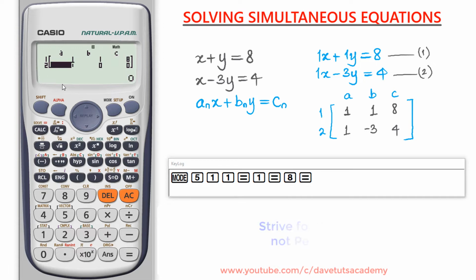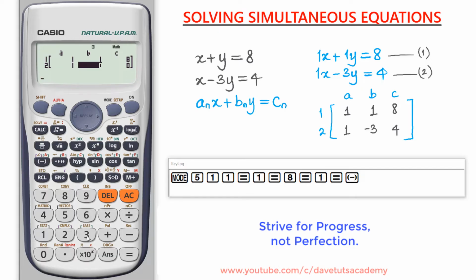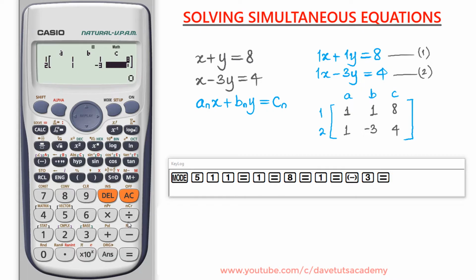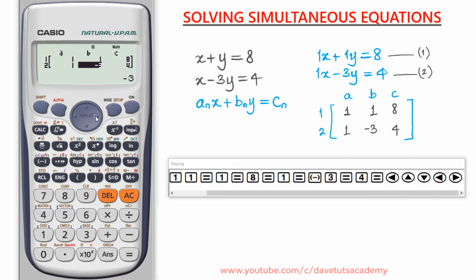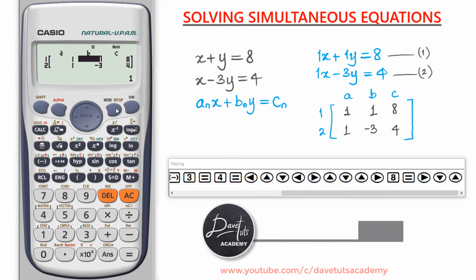Then for the second equation, for A2, we have 1, and for B2, we have minus 3. It is minus 3, not 3. So this is the sign for minus 3, and then we'll press equal to. Then for the constant, we have 4, and we'll press equal to. Once you are through with that, you need to check: did I make any mistake? Am I on the right track? I hope I didn't input any value wrongly. If you made a mistake in any of them, you can easily correct it. And once you are through with that, just press equal to.